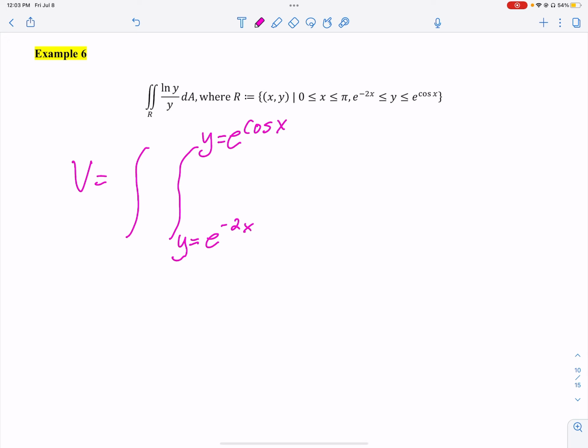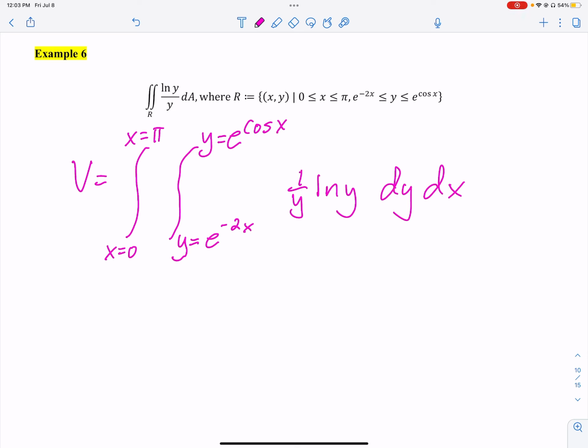All right, so we have that. I know it seems real complicated. Then we got 1 over y, ln of y. I'm going to rewrite it. This says dy, and then we have dx on the outside, so x is 0 and x is pi between those two. All right, we're set up now.